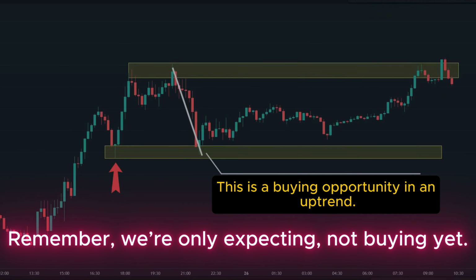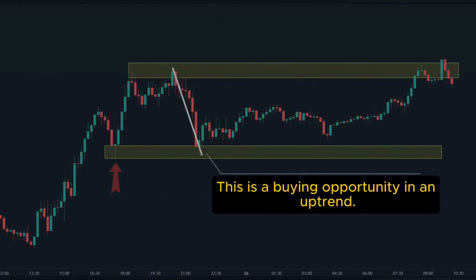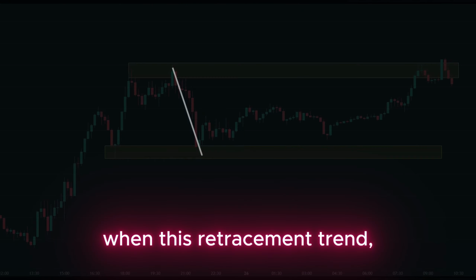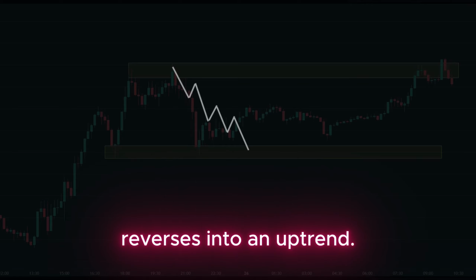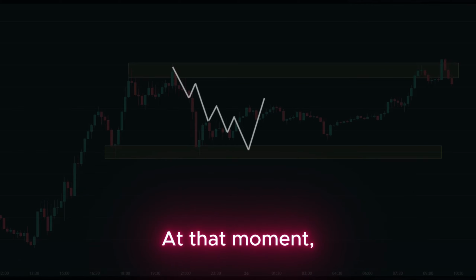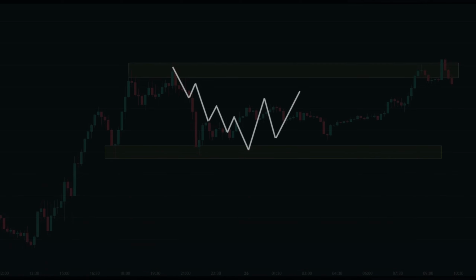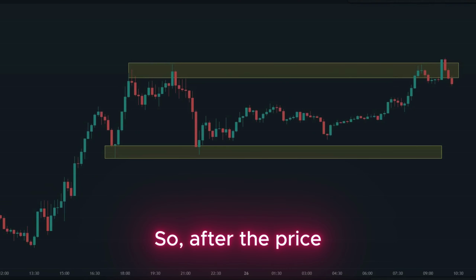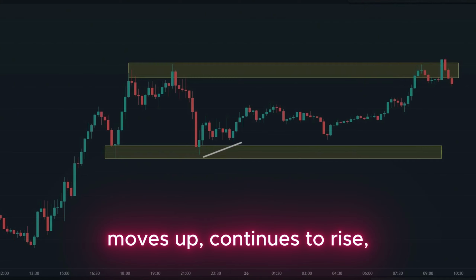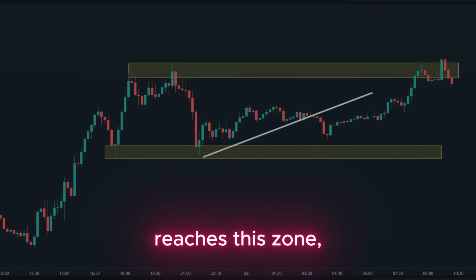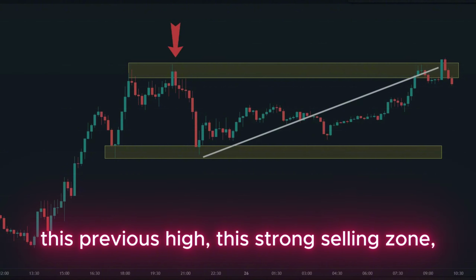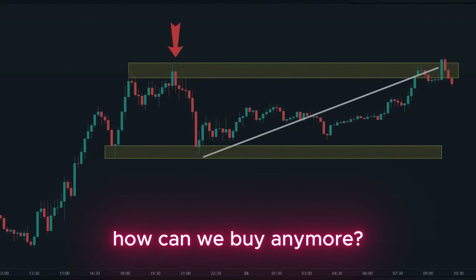Remember, we're only expecting, not buying yet. We buy when this retracement trend, this pullback, reverses into an uptrend. At that moment, our expectation becomes reality. Then we look for a buying opportunity. So, after the price moves up, continues to rise, reaches this zone, this previous high, this strong selling zone, how can we buy anymore?